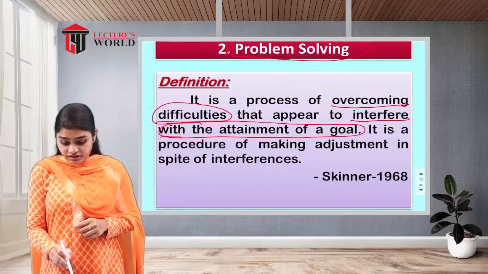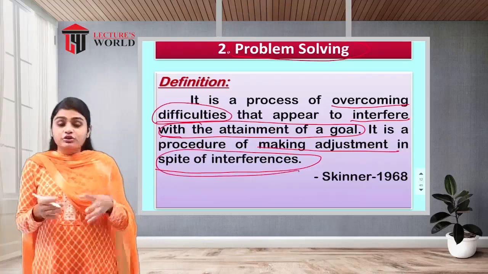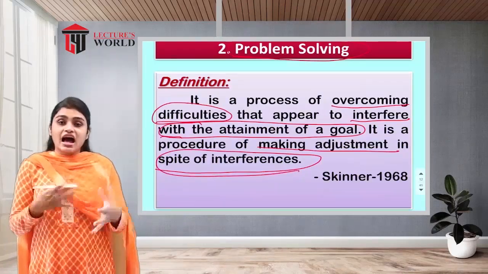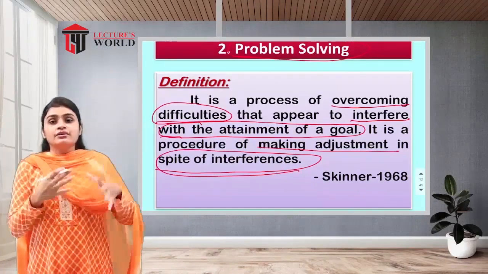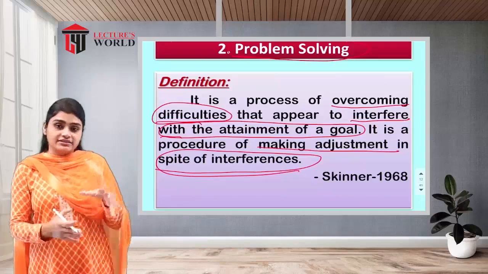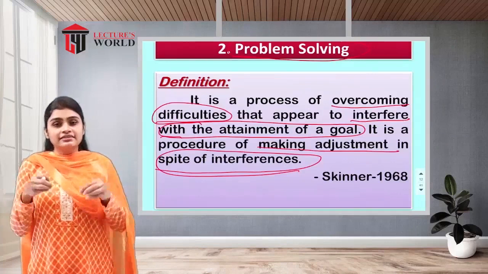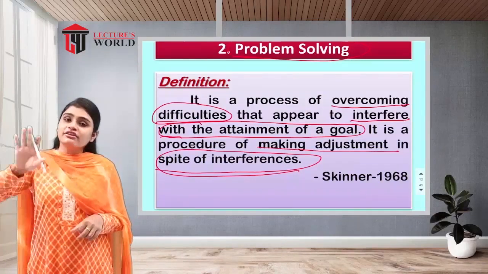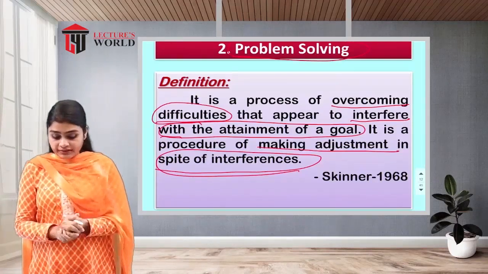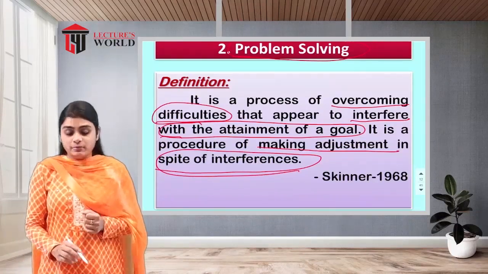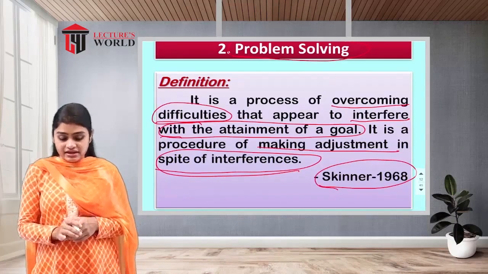It is a procedure of making adjustments in spite of interference. Though we have all these types of interference, our goal is to achieve those goals, and we are going towards achieving them by adjusting with all these difficulties. That means while all the difficulties are there in the surrounding area, we are adjusting to them, and our goal is only to achieve our specific goal or purpose. So that is called your problem solving thinking. This definition of problem solving thinking was given by Skinner in 1968.